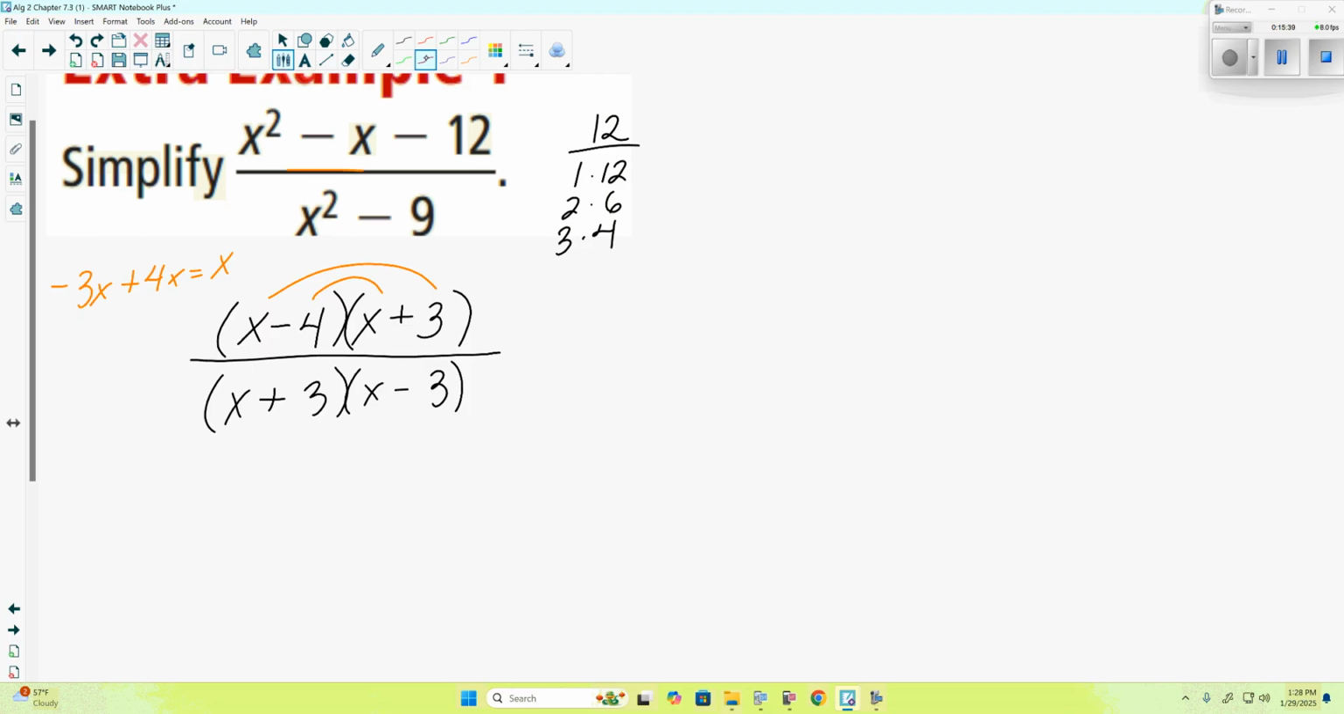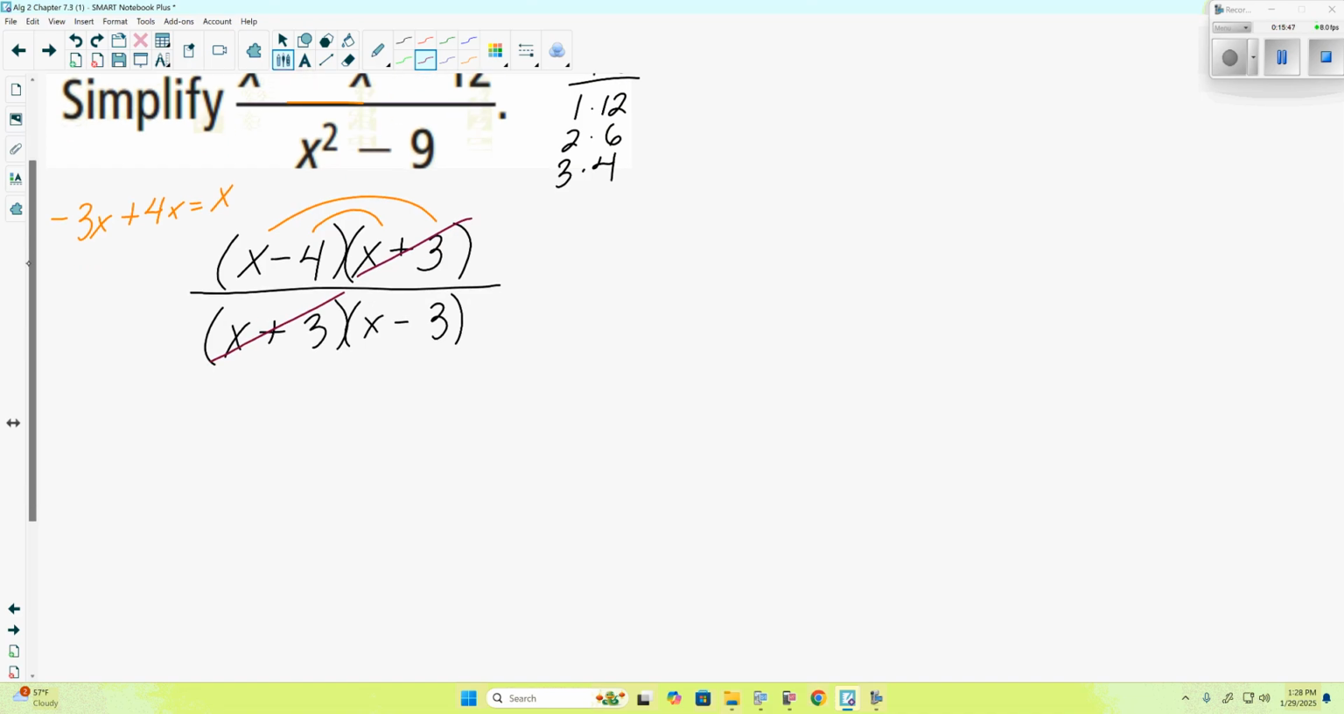Is there something in common on top and bottom? So x plus 3 on top and bottom would cancel, leaving us what on top? 4 over.